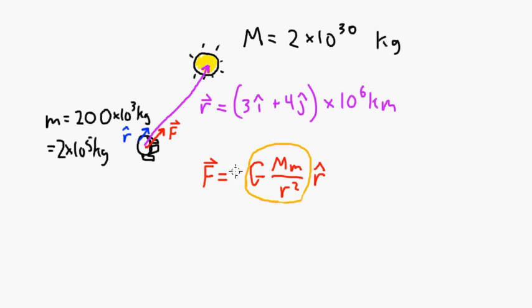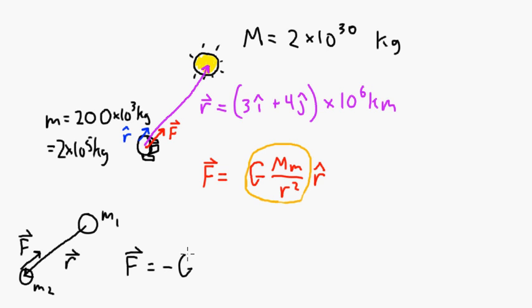Now, the reason why it's done negative is because they're sort of assuming the convention would be, say you have an object here. Say this is M1 and here's M2, and this r vector goes from M1 to M2. Then, if you were looking at the force on M2 from M1, then this force is going to equal negative G big M little m over r squared times r hat.